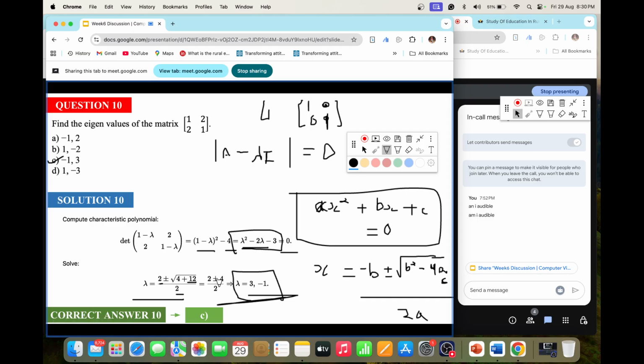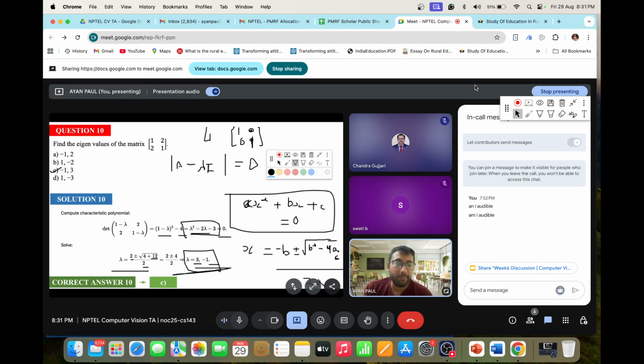So 2 plus minus 4 by 2. Either you will have 2 plus 4 by 2, that is 6 by 2, that is 3, or 2 minus 4 by 2, that is minus 2 by 2, that is minus 1. So that is why option C is right. Minus b plus minus root over b square minus 4ac by 2a.